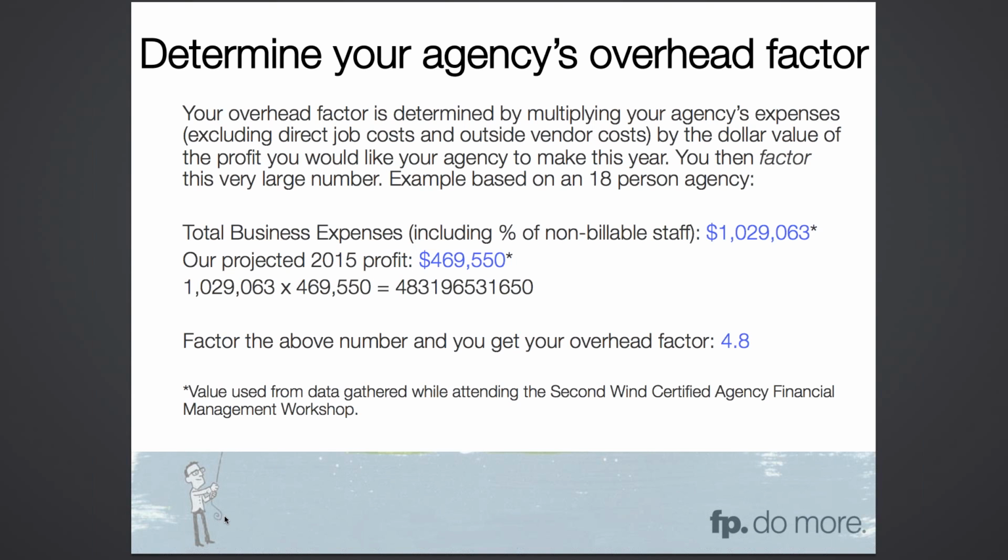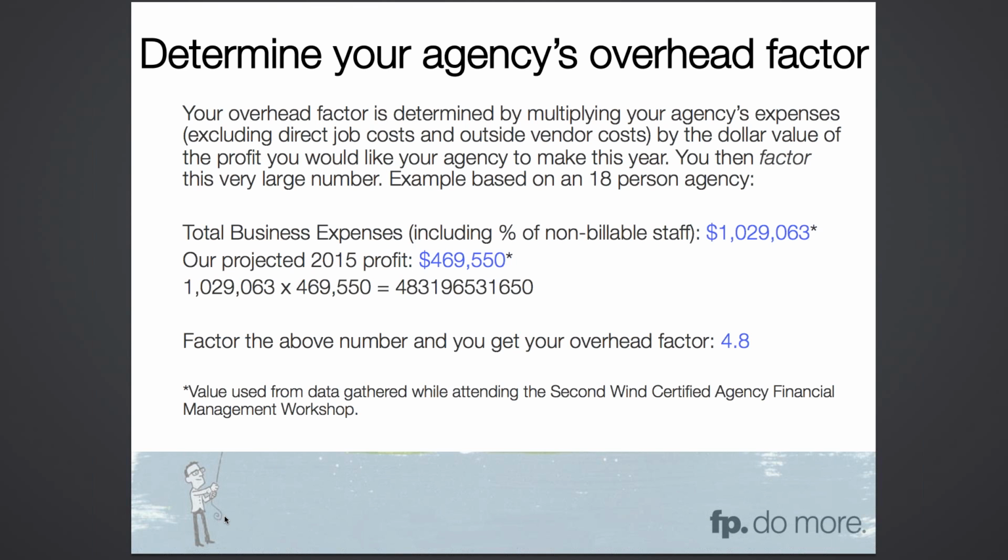So it's really important that you understand that the top value, that $1,029,000 or so, the total business expenses, is all of your non-job related expenses. So everything from heat to lighting to how much you pay for the coffee machine, entertainment, things like that. But it's also including a percentage of non-billable staff. So if you have a person who is 100% non-billable, then you would include all of their salary. If you have a traffic manager who is, say, 70% non-billable, then you would include 70% of their salary in that calculation.